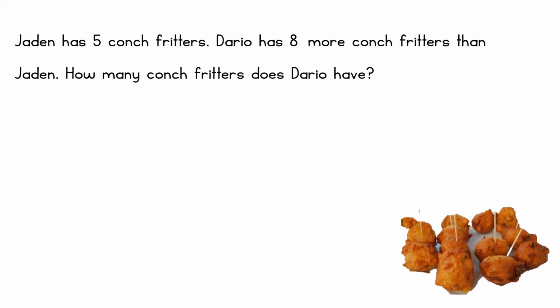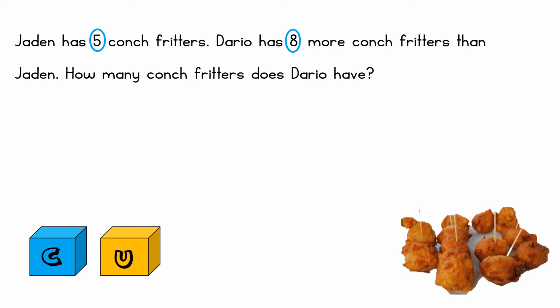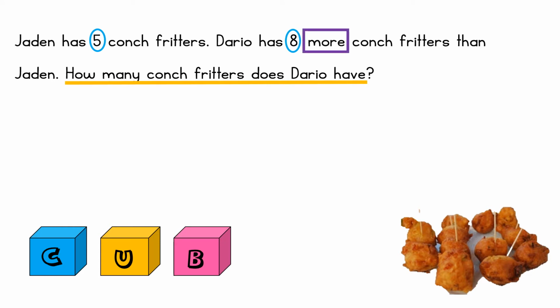Oh, juicy, juicy conch fritters. What could be the problem? Jaden has 5 conch fritters. Dario has 8 more conch fritters than Jaden. How many conch fritters does Dario have? First, I'm going to circle my numbers. Then I will underline the question. Then I'm going to box my keywords.